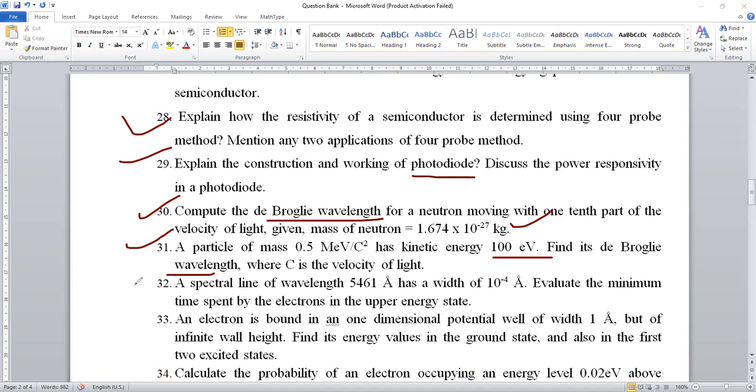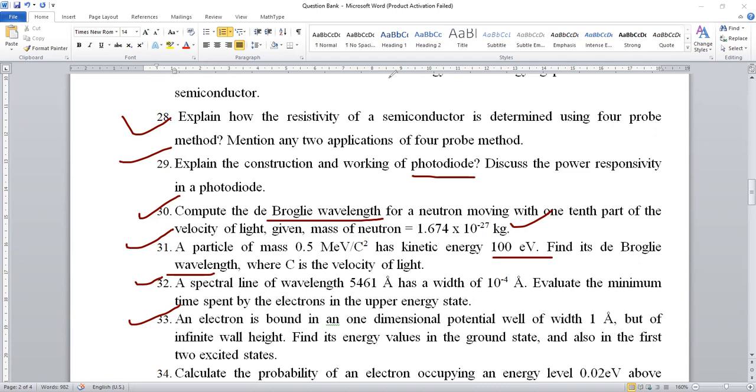Mostly it's available. A spectral line of wavelength 5461 Armstrong has a width of 10 raised to minus 4 Armstrong. Evaluate the minimum time spent by the electron in the upper energy state. That is also one of the numerical examples. Similarly, another example: an electron is bound in a one-dimensional potential well of width 1 Armstrong, but of infinite wall height. Find the energy values of the ground state and first two excited states.